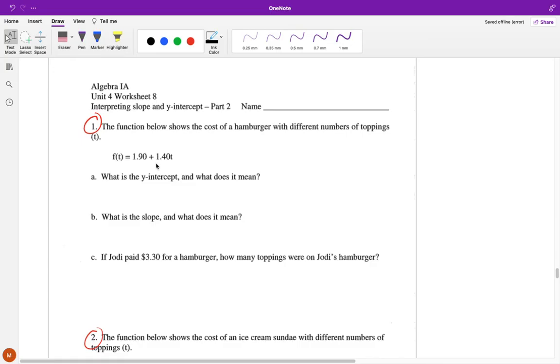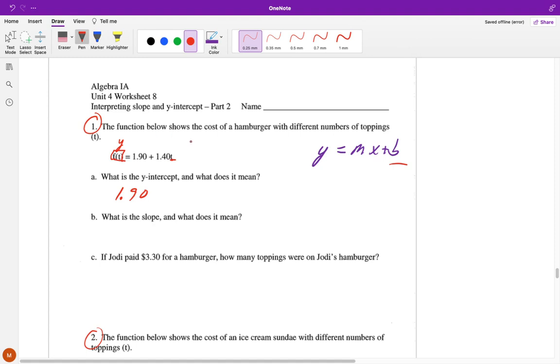So then these last questions, this was just like, do you actually understand what slope and this means? So it's just giving you a context of a problem and seeing, okay, what does it mean in that context? So what is the y-intercept? Well, we know our slope-intercept form is y equals mx plus b. Well, here we don't see y or x, but we can see that there's a t here and there's this f of t. So we can just say, okay, this is what y is equal to, and t is just representing the x. So our y-intercept is a number that's being added or subtracted to it. So in this case, it's 1.90. And what does that mean?